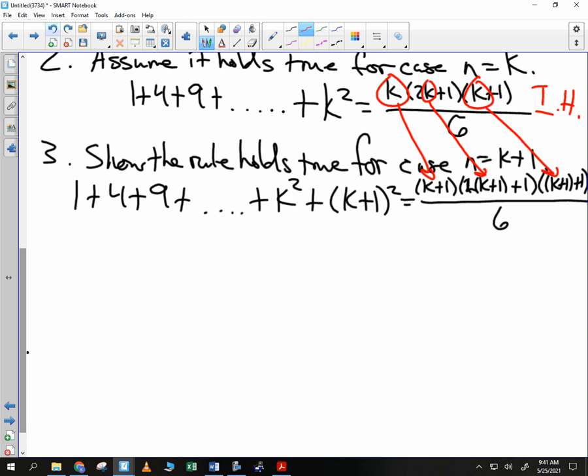Okay, then let's do it. Here you go. We've got this guy right here. I got to make the left side look like the right side. What do I put in the place of this? The inductive hypothesis. I place k times 2k plus 1 times k plus 1 over 6.